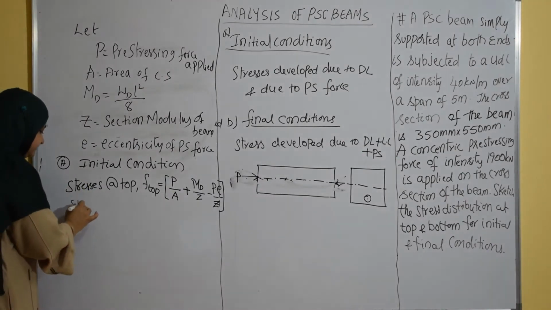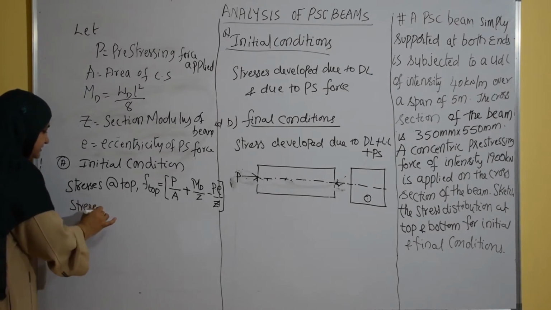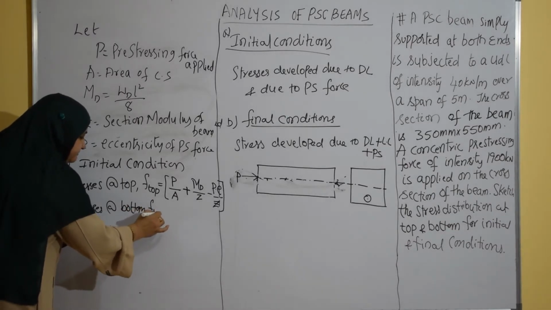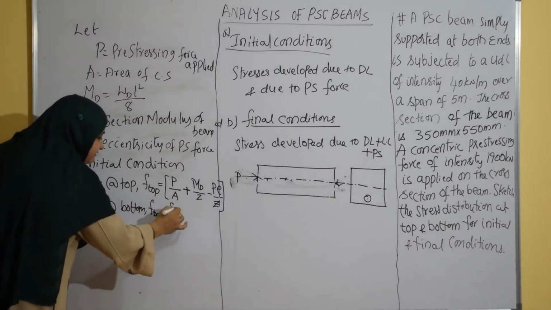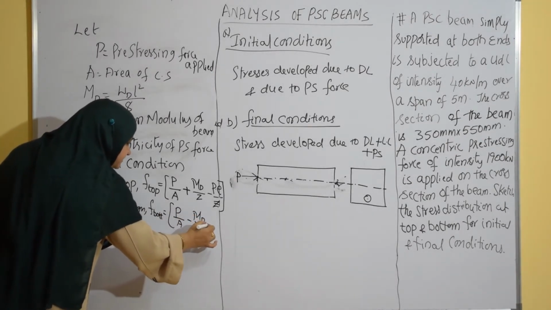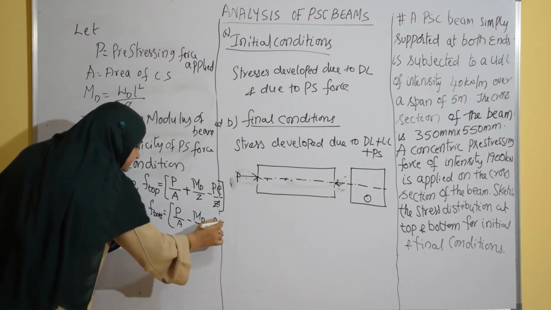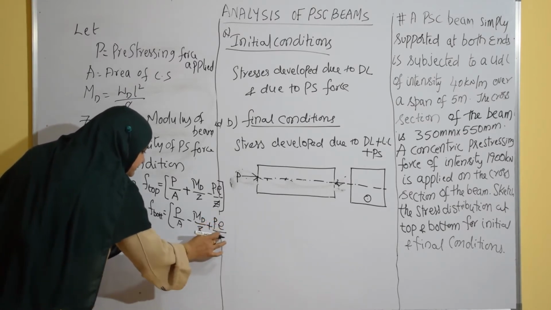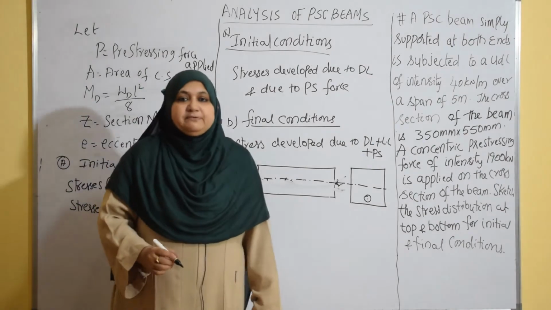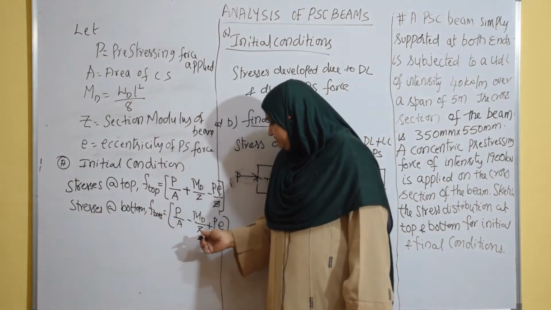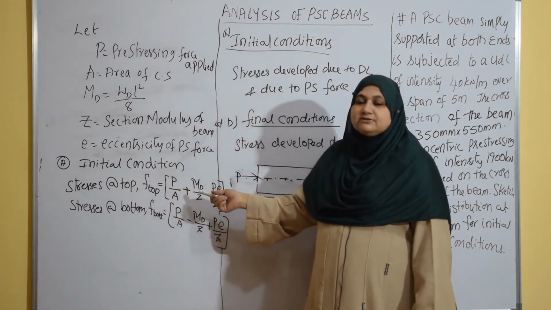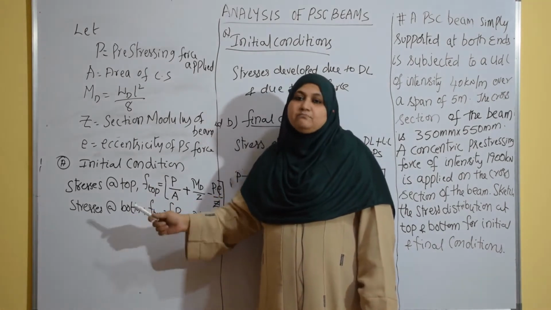Then the stress at bottom, we represent it by F bottom. So that will be equal to P by A minus MD by Z, dead load bending moment by Z, plus the pre-stressing force bending moment because of eccentricity. We all know that whenever there is an eccentricity in the cable, bending moment will come because of eccentricity. P into E will be that bending moment. So this is the initial condition: stress on top face, stress on bottom face.